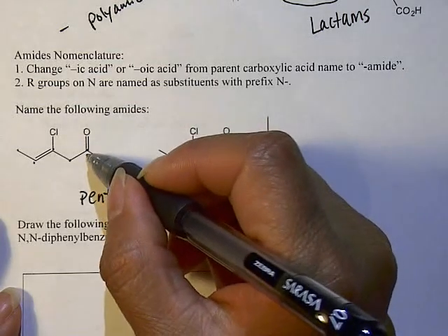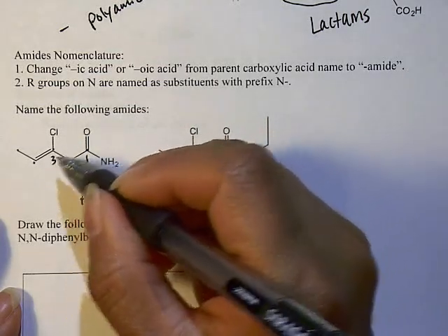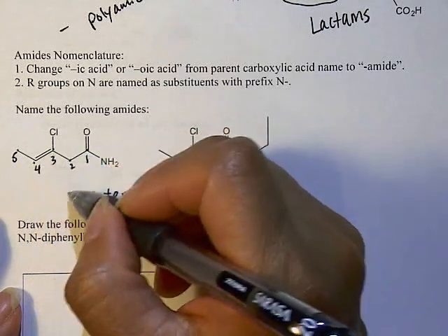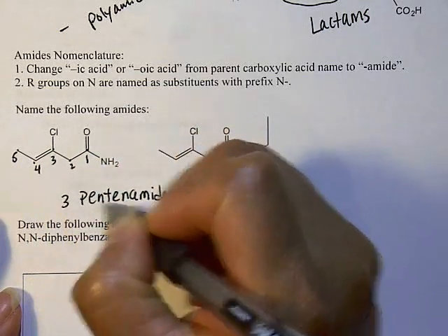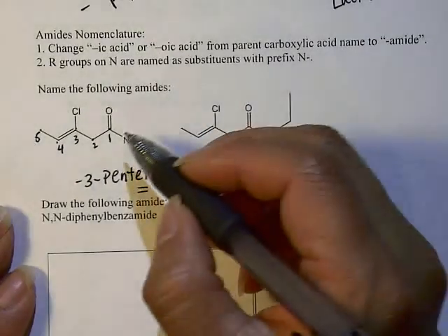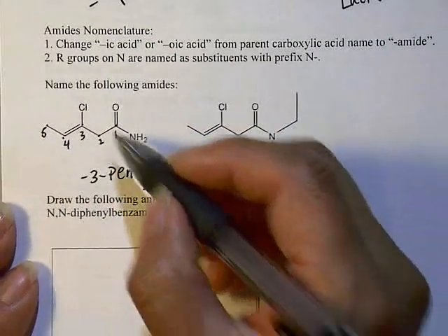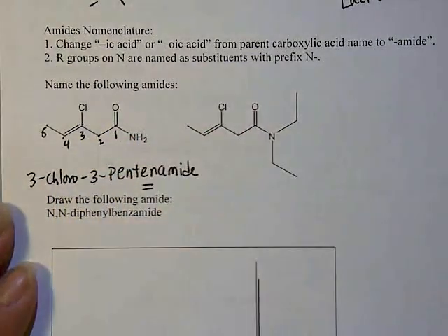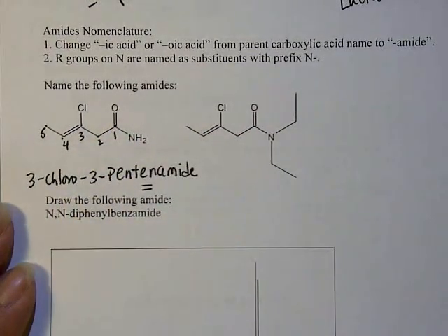And this is going to be understood always to be carbon 1 because it's going to be at the end with a high ranking. So you have to say where the double bond is for the ene, so that would be 3-pentenamide. And then any other substituents you have, which in this case is 3-chloro, so 3-chloro-3-pentenamide would be the name of that.